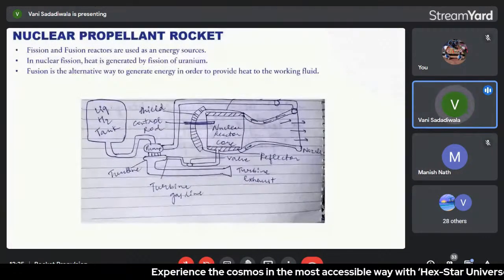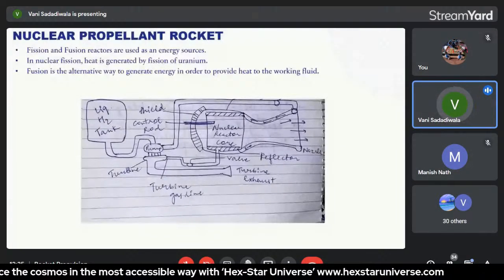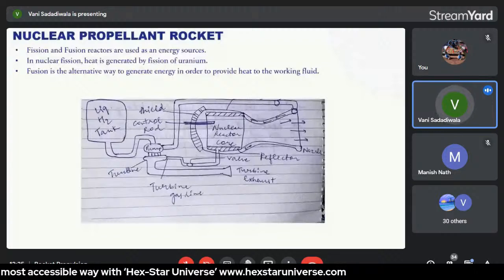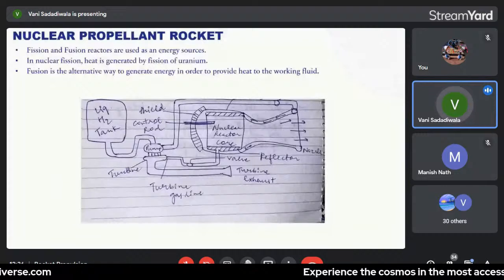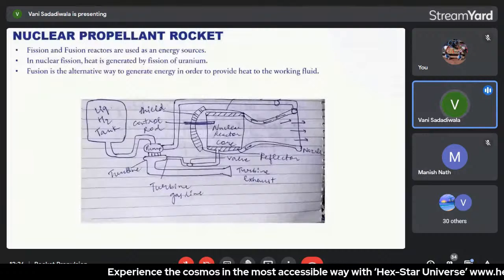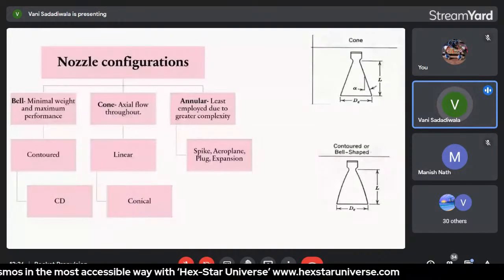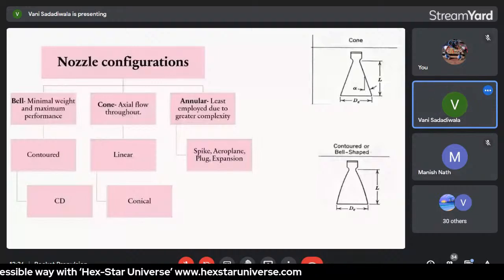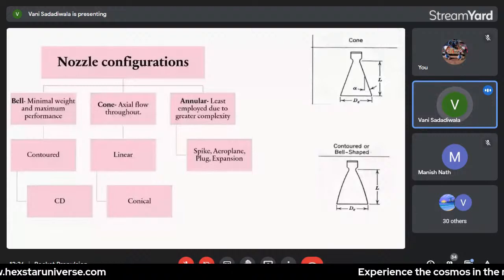If we talk about certain nozzle configurations, there are three major types, that is bell, cone, and annular. So the main advantage of using the bell is that it is a minimal weight type of nozzle which helps in obtaining maximum performance. For the cone type, the flow is axial throughout the conical nozzle. And the annular type is generally least employed due to greater complexity because of the types of mechanism systems used in this type.